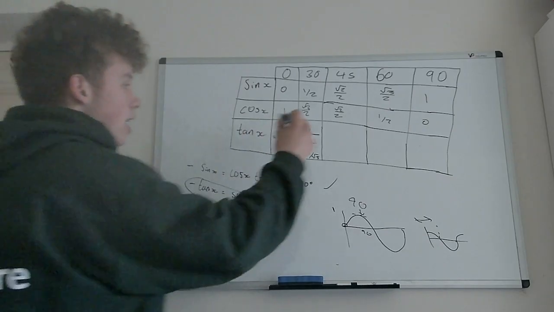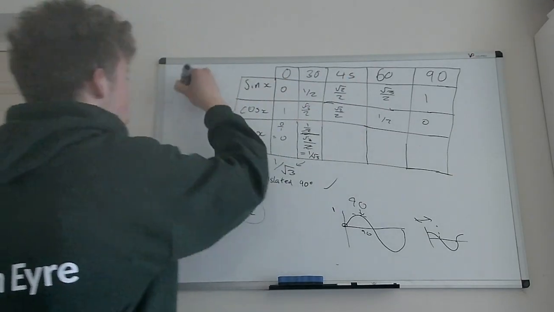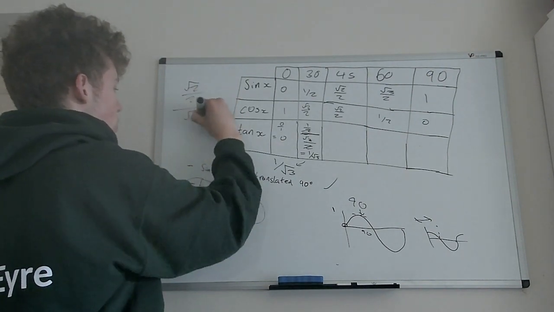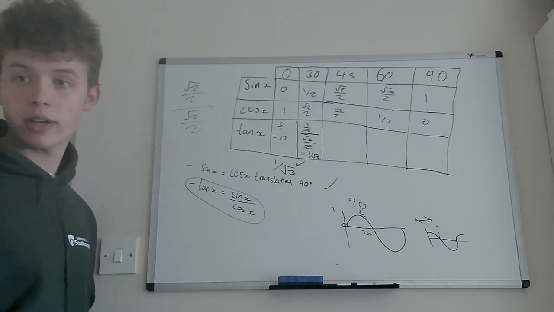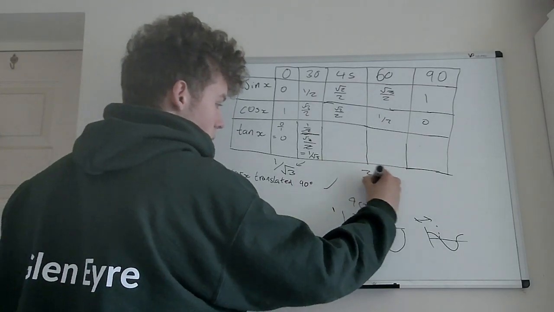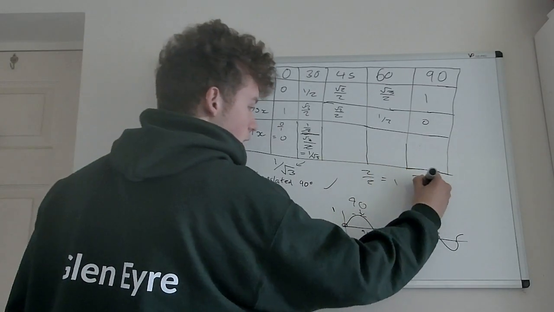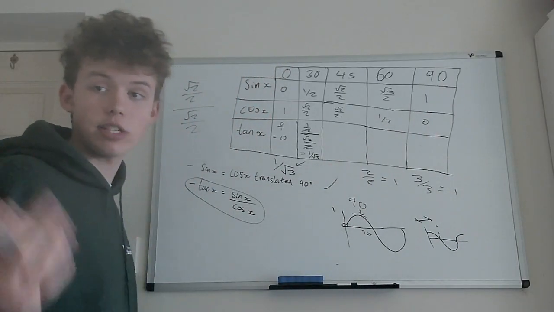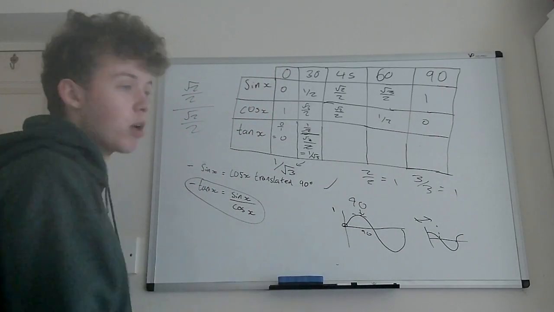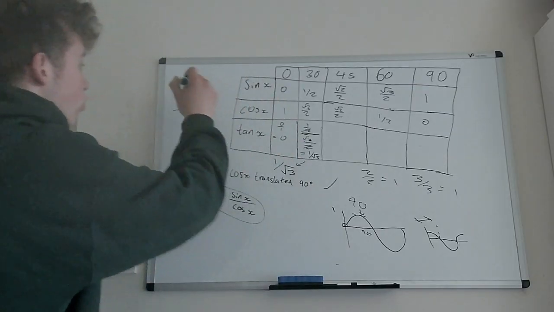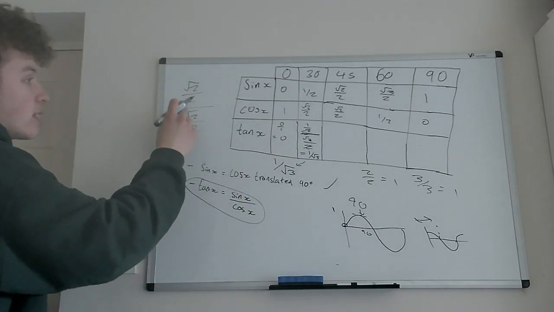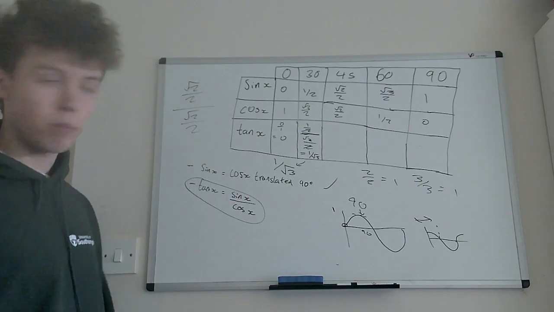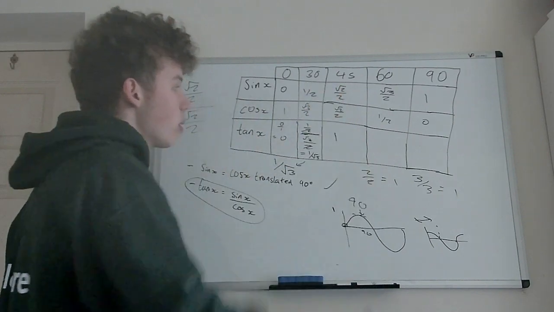And then we're going to do the same thing here. Look. Root 2 over 2 divided by root 2 over 2. What's 2 divided by 2? It's 1. What's 3 divided by 3? It's 1. What's anything except 0 over anything except 0? It's 1. Any number over itself is 1. Look at this. Root 2 over 2 divided by root 2 over 2. It's a over a. Any number over any number. It's 1. Tan 45 is 1.